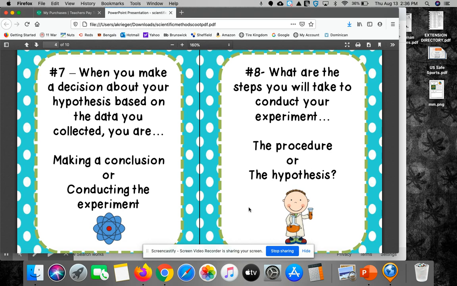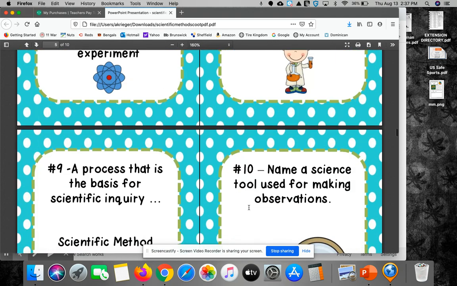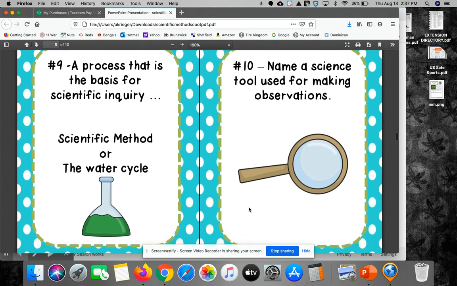Number 8, what are the steps you will take to conduct, which means do your experiment? Do we call this in science a procedure? Or is this called a hypothesis? So if you don't know what the word procedure means yet, which I will use more frequently, if you know what the word hypothesis means, that it's a statement of what you think will happen and why, then what do you think the answer is? It is a procedure.